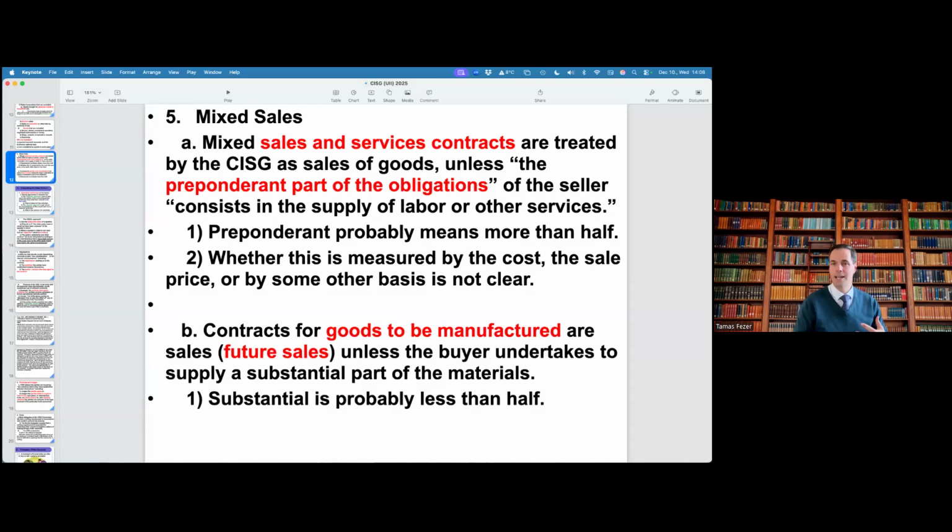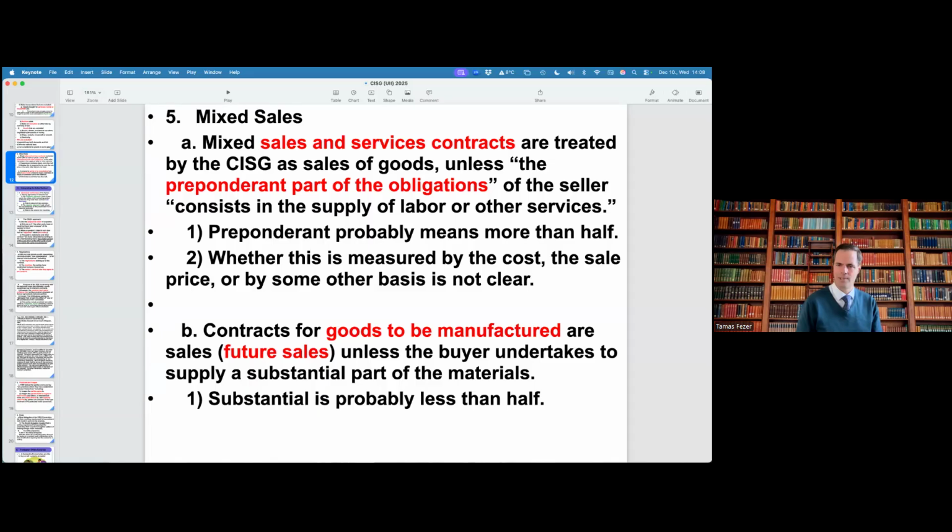So if you see, it's much more than just a sales element. There's a lot of services that the Chinese were willing to do. So is it a CISG contract or not? Well, the CISG says something really blurry.